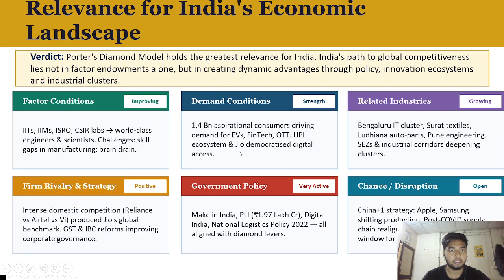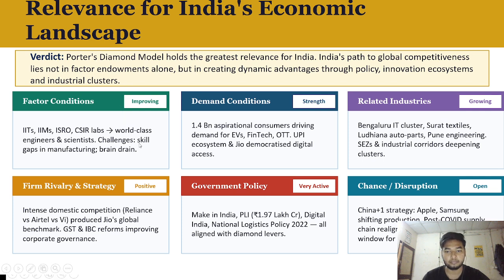And at last, the relevance for the Indian economy landscape. The verdict is that Porter's diamond model holds the greatest relevance for India. India's path to global competitiveness lies not in factor endowment alone, but in creating dynamic advantage through policy, innovation, ecosystem, and industrial clusters.